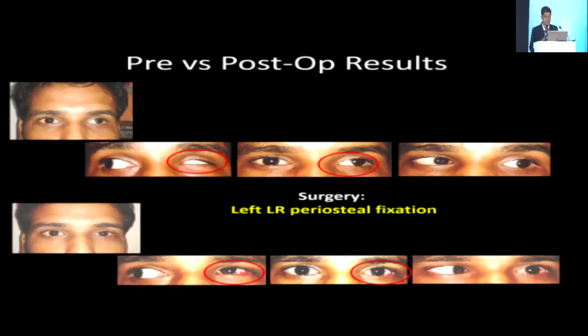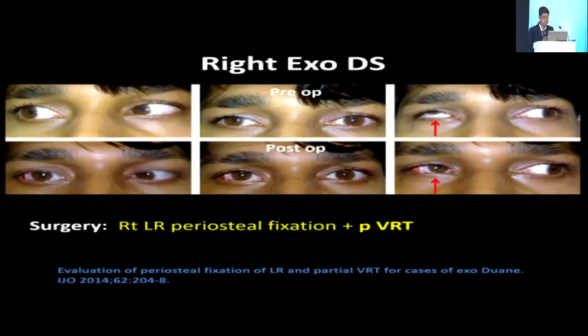You can see that there was a modest amount of abduction which is lost, but there is very good alignment, and the retraction and the shoots have completely disappeared. So you get a good effect if you do periosteal fixation in cases like this.